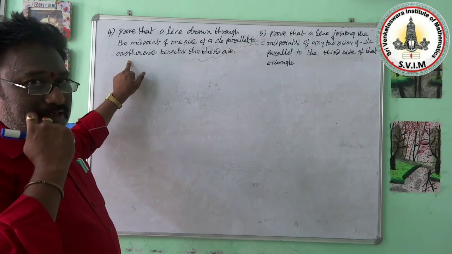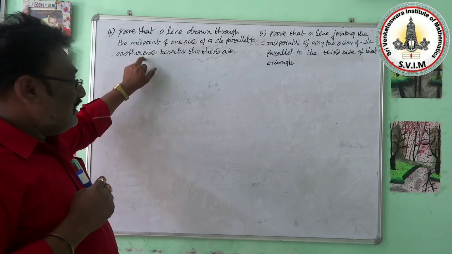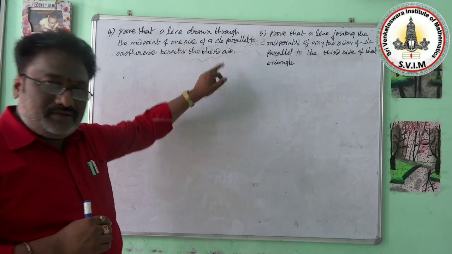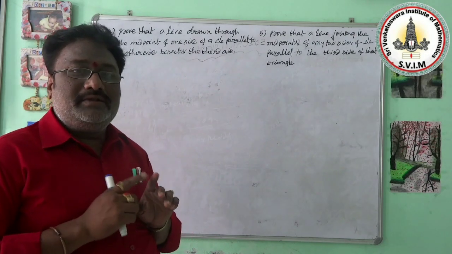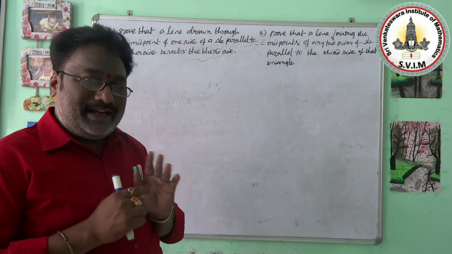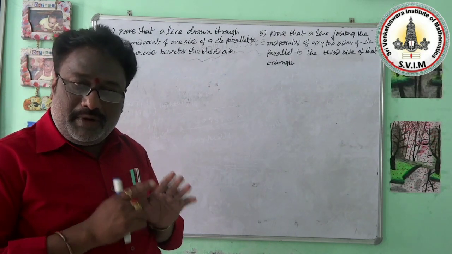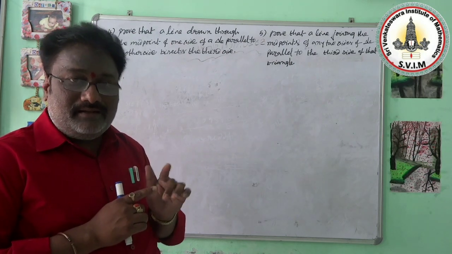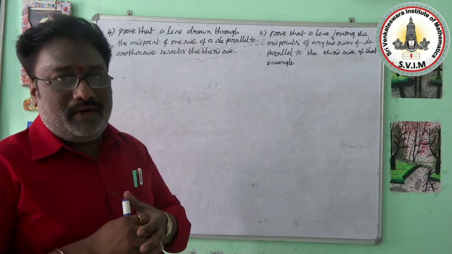So what do we need to prove? It bisects the third side. That means the line which you are taking bisects the third side. A triangle has 3 sides. Among these 3 sides, you take a line through the midpoint of one side that is parallel to the second side. Then that line divides the third side equally. That is what we need to prove.